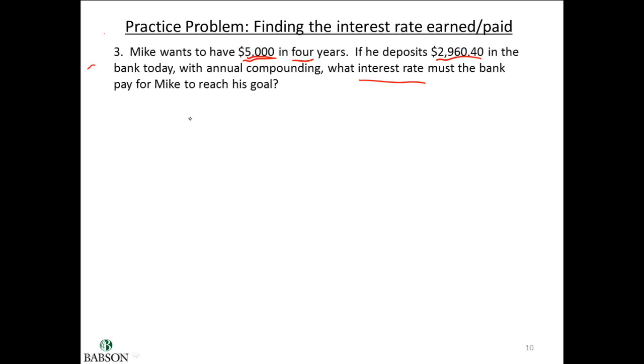Let's continue. So we've got a timeline. You know it's going to be 4 years. Got it? 2960.4 today. In 4 years, our goal is 5,000. The unknown is I. So let's look at our variables again.